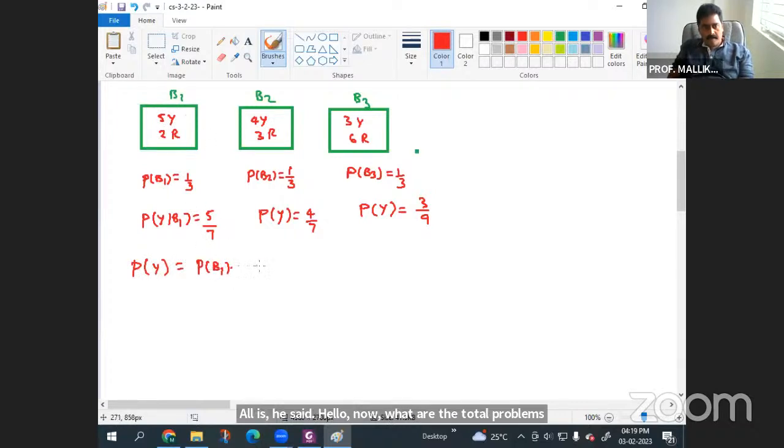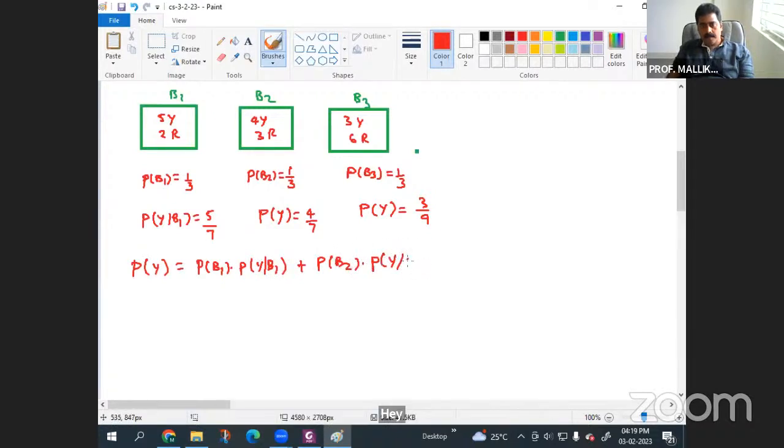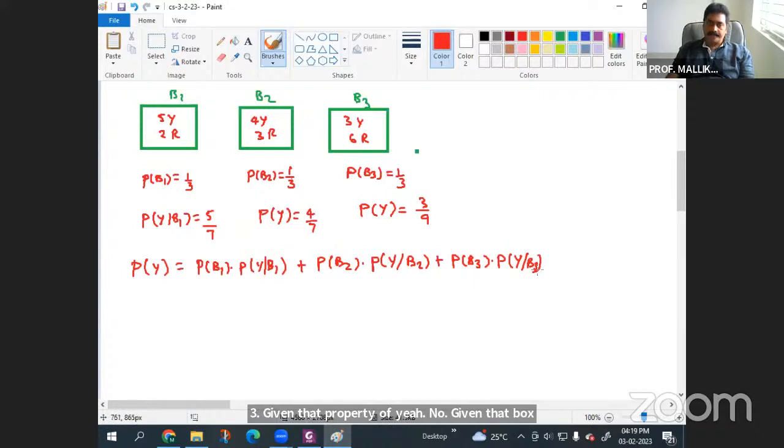Probability of box 1 into probability of yellow given that B1, plus probability of B2 into probability of yellow given that box 2, and probability of B3 into probability of yellow given that box 3. Right? Now this is called the total probability. Till here it's clear now? Total probability.